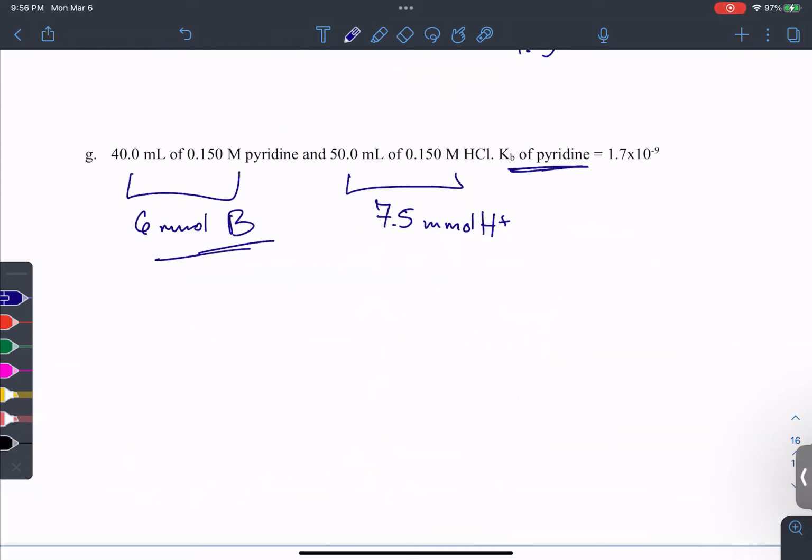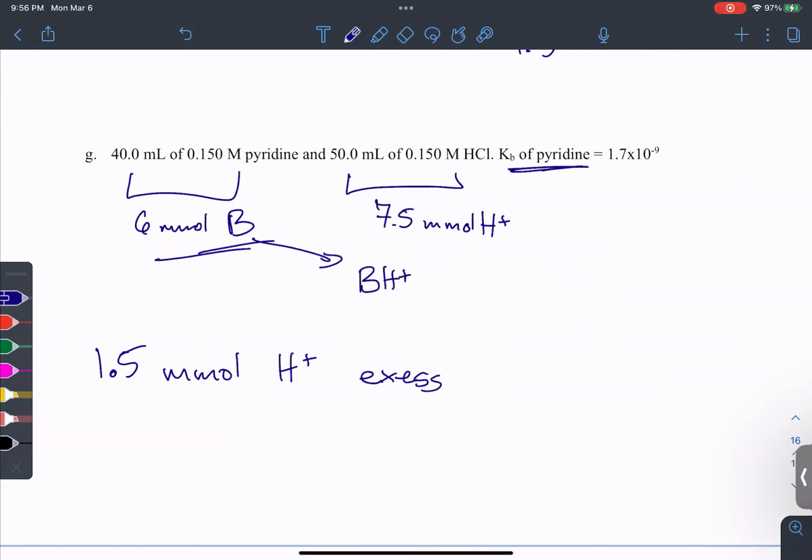Yeah, the base in this case. So what is in excess after this neutralization reaction? H+. There is 1.5 millimoles of H+ in excess. All right, think about what else is produced in this reaction. You completely neutralize B to its conjugate acid, BH+.